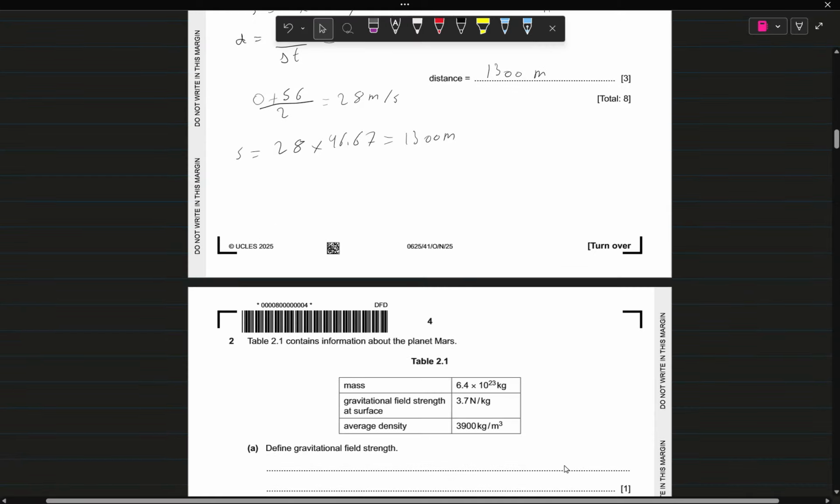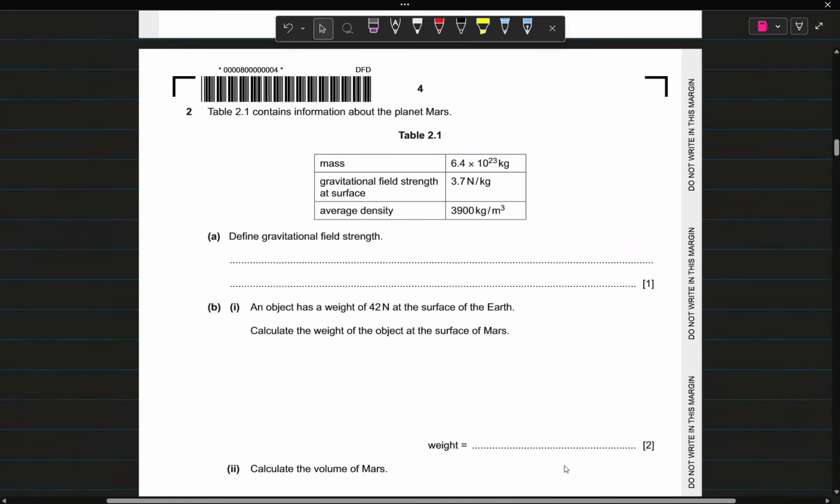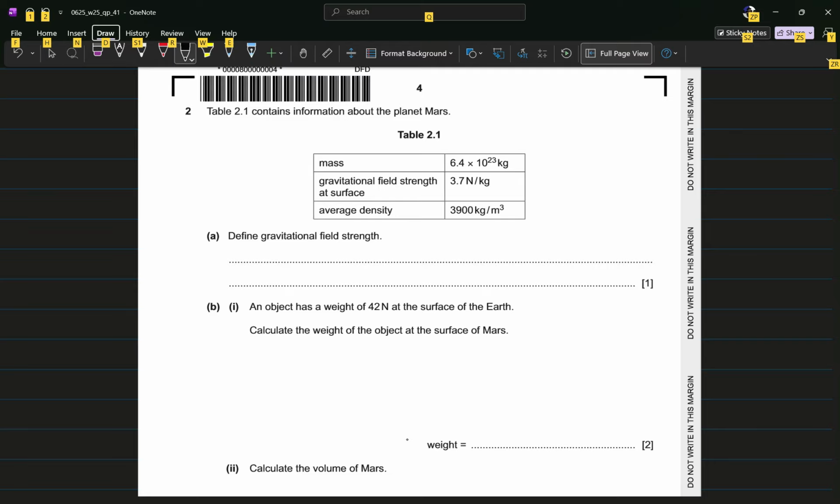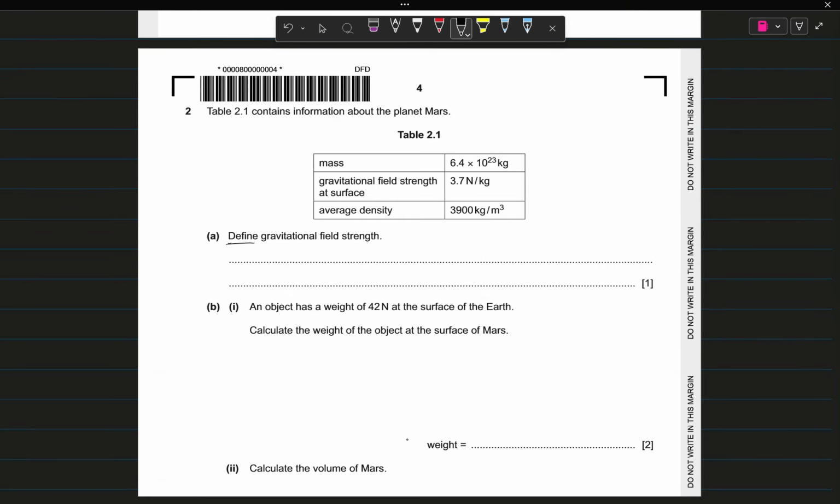Okay, so we're done with this question now. Let's go on to question number 2. Figure 2.1 contains information about the planet Mars. Define gravitational field strength. Notice here that it says define rather than just state. If it was state, then you have to actually say the longer definition by words. But here, since it's define, in physics, define means that you have to rely more on the formula.